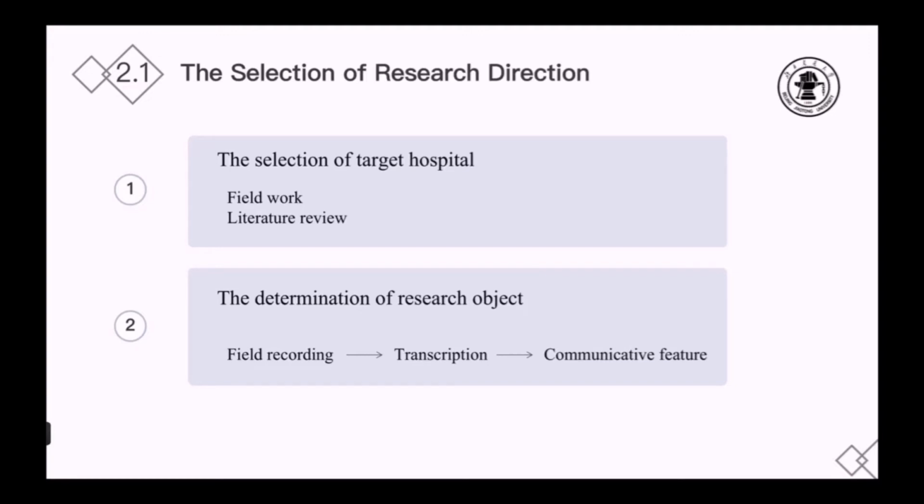So then, I negotiated with the hospital and the doctors, told them about my plan, and promised that the data would be only used for the scientific research. Then is the second step. The second step is to determine my research object.